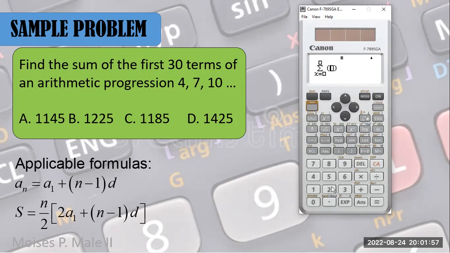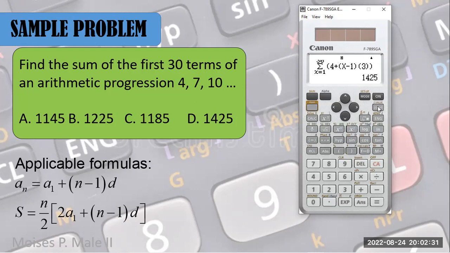So, summation ng first term, which is 4, plus alpha x, alpha x minus 1 times the common difference 3. Tama ba? Yes. Tapos, input nyo from 1 to 30. So, ang daming pwedeng gawin dito para makuha nyo yung sagot na pwede ito summation.